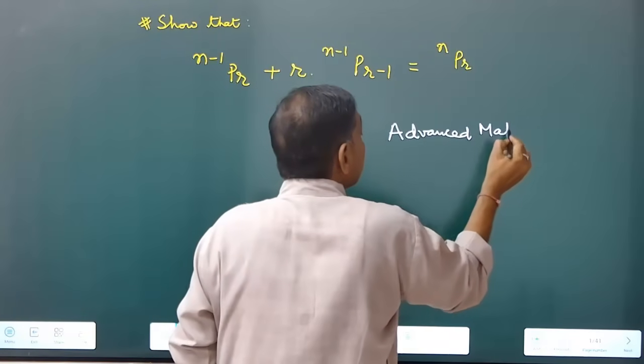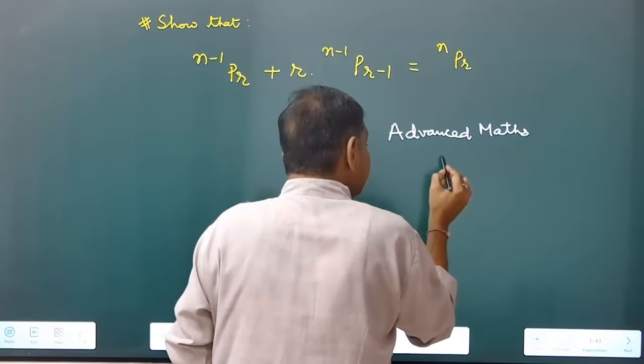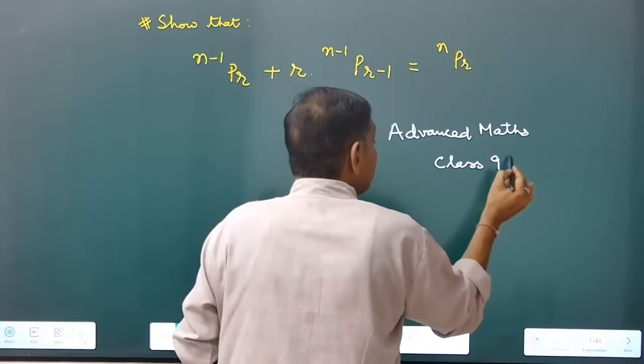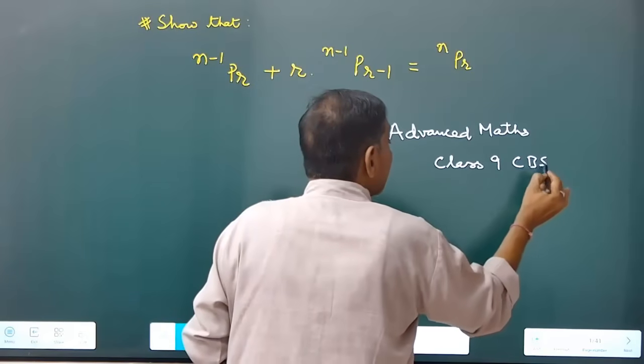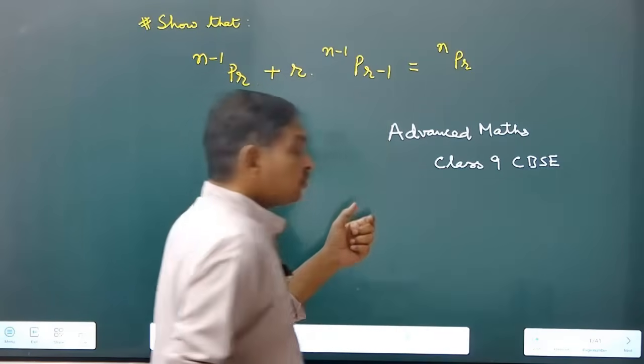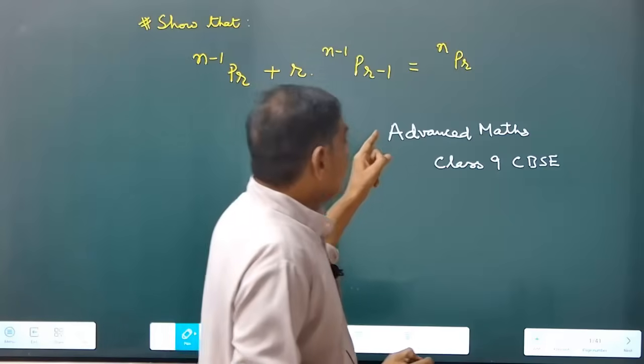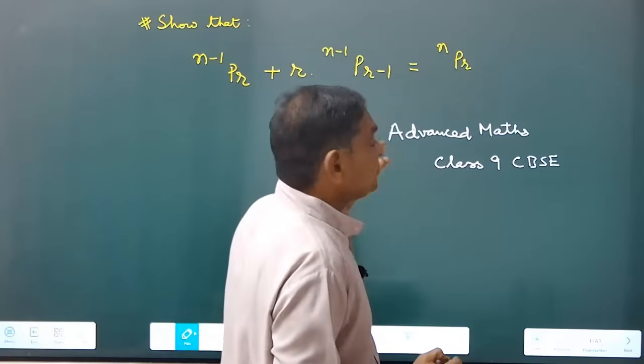And this time it is there in class 9 CBSE. Earlier this topic was in 11th standard, but from this year this topic has come in the Advanced Mathematics course.